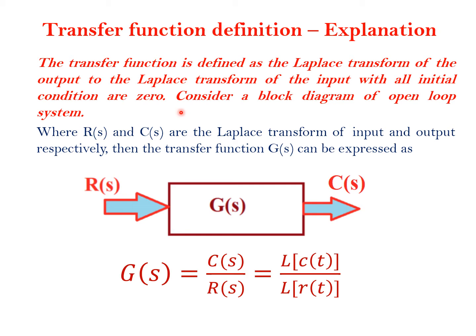Consider a block diagram of open loop system. In an open loop system, R of S is the Laplace transformation of the input and C of S is the Laplace transformation of the output and G of S is the transfer function. How to write the transfer function? G of S is equal to Laplace transformation of the output to the Laplace transformation of the input. That is known as transfer function. So L of C of t divided by L of R of t. Here the time domain is converted into frequency domain.